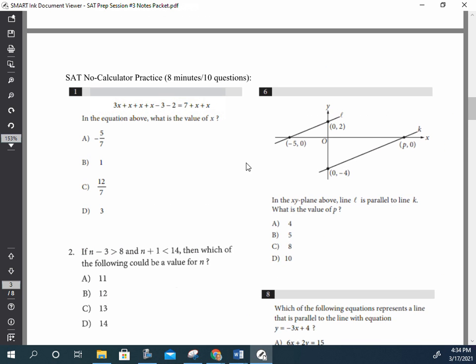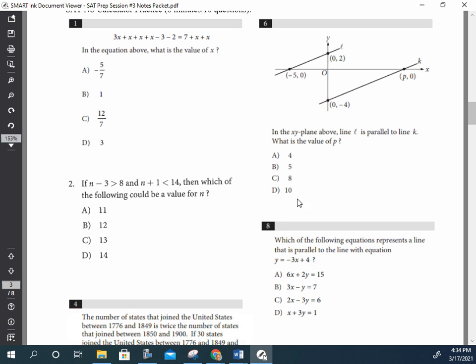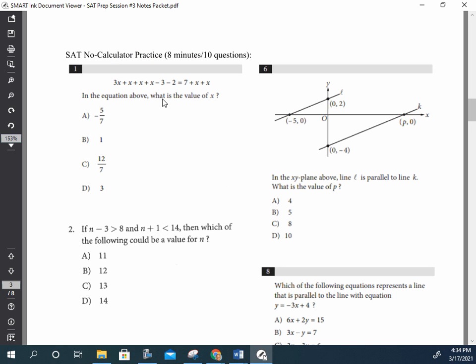You're going to be doing 8 practice questions. So you're going to do 8 no calculator questions. You're going to get 12 minutes to do it. So that's a typo up here. You have 8 questions. You're going to have 12 minutes. I'll time you to keep you accountable with the time.